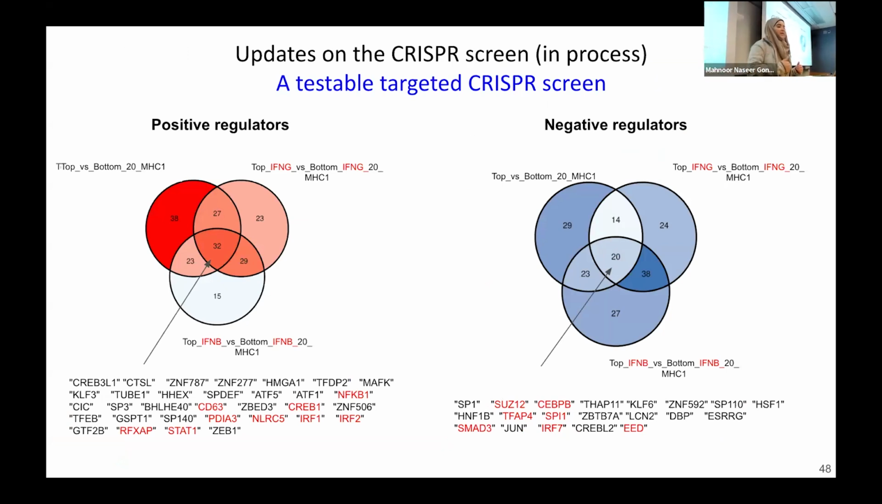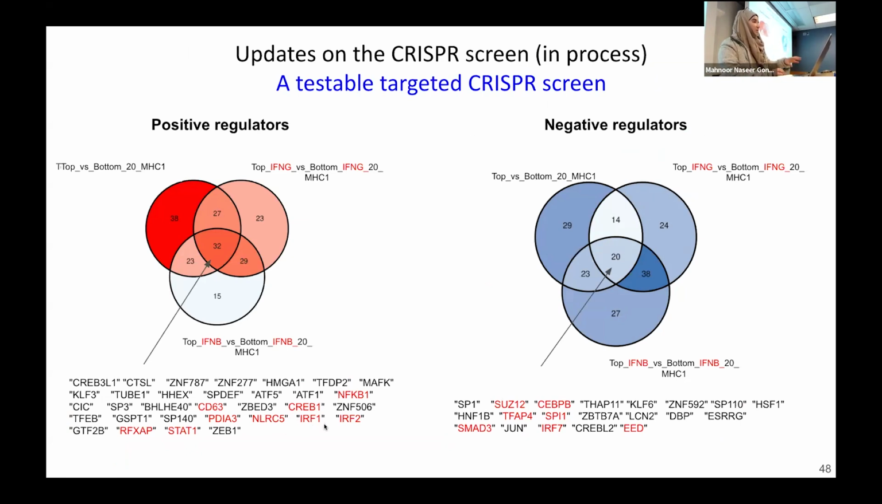So based on our targeted CRISPR screen, we were able to validate some transcription factors and genes that are known to be positive regulators of MHC. So we have STAT1, which is a regulator for MHC, CREB1, a regulator for MHC, and NLRC5, interferon-1.